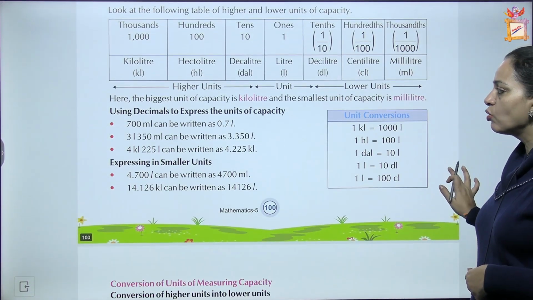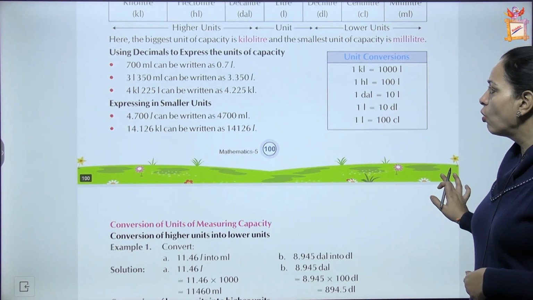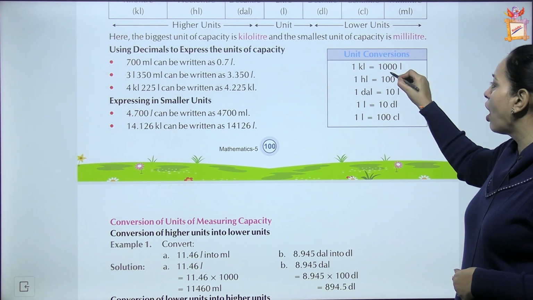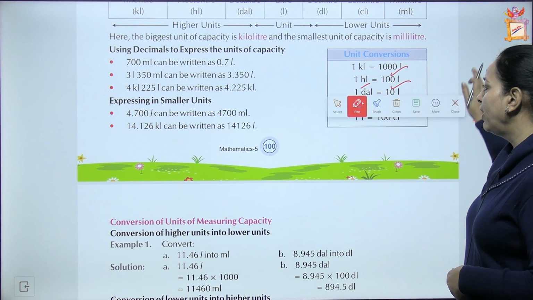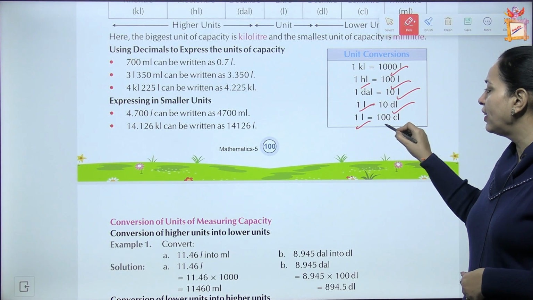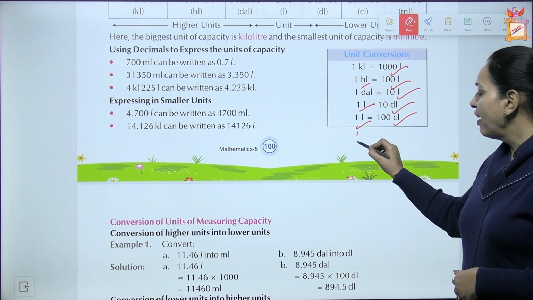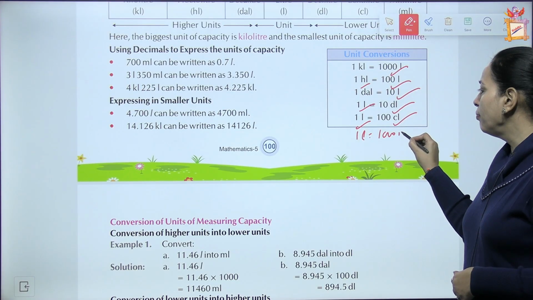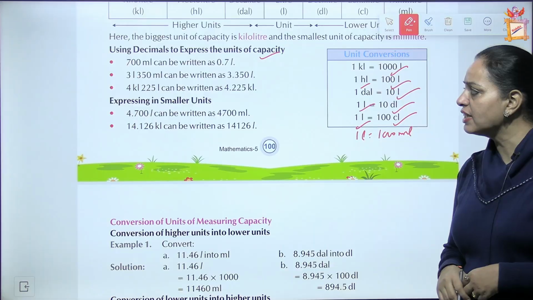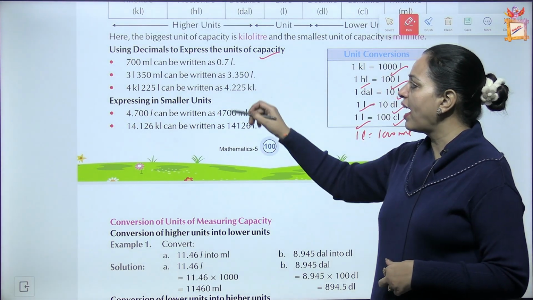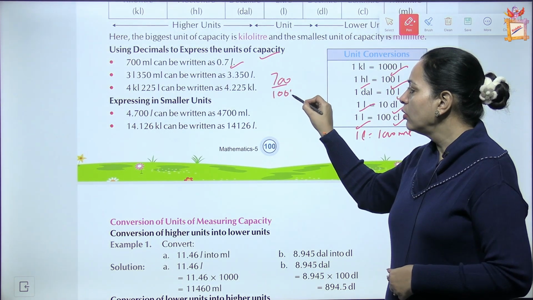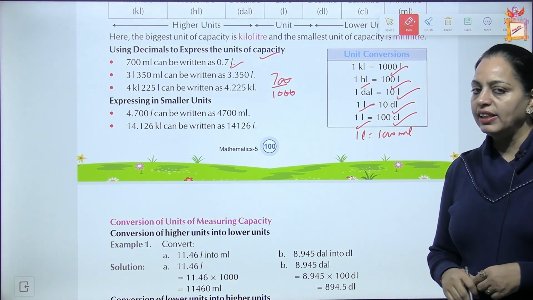Now using decimals to express the units of capacity. So first see here unit conversion. 1 kiloliter, how many liter? 1000. 1 hectoliter, 100 liter. 1 decaliter, 10 liter. 1 liter, 10 deciliter. 1 liter, 100 centiliter. And 1 liter, 1000 milliliter. Now using decimals to express the units of capacity, 700 ml can be written as how? In liter. So divide by 1000. So this is 0.7 liter.